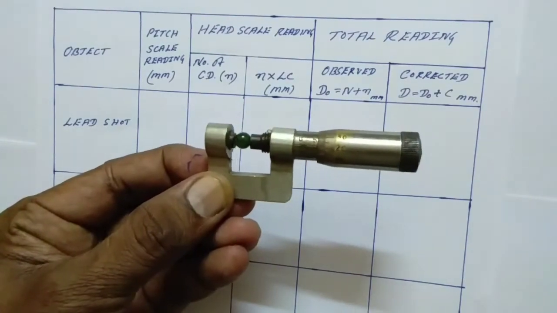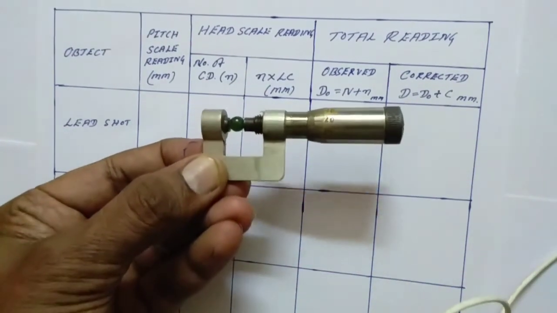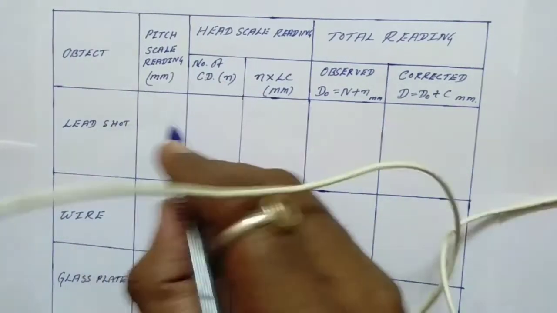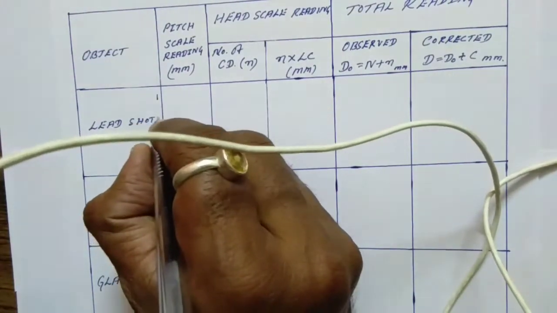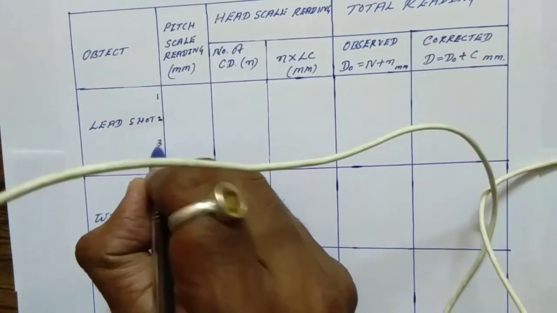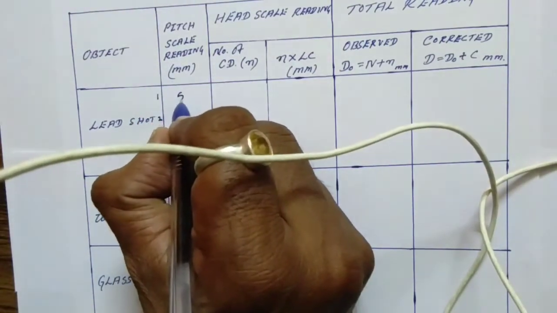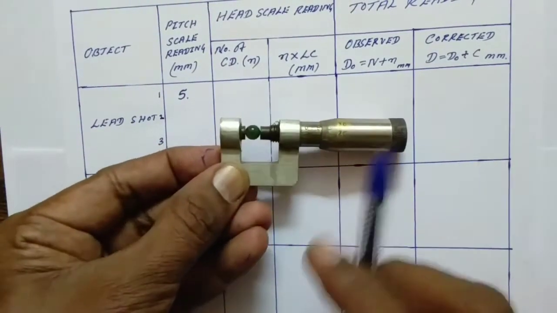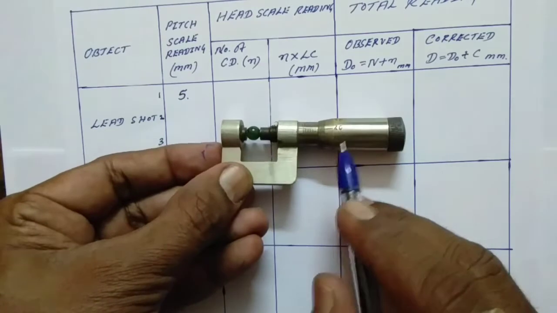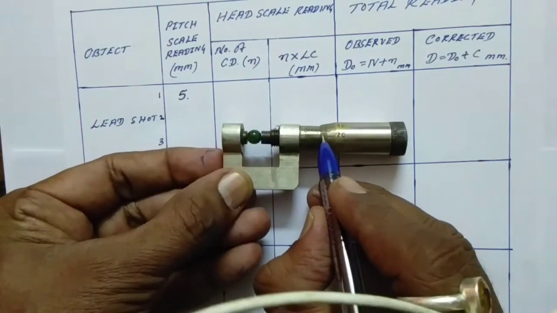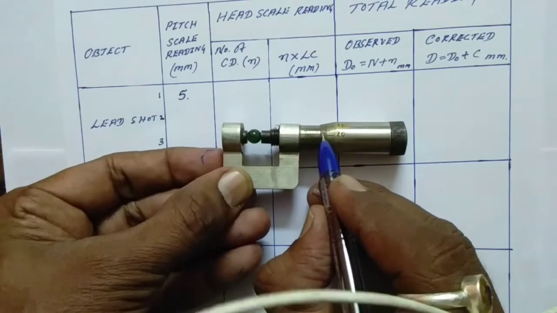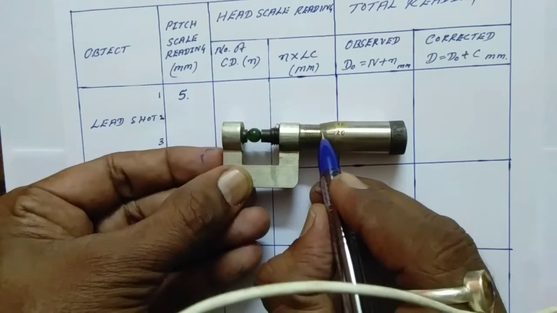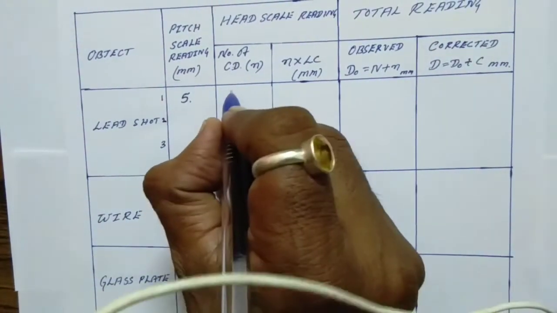Understood? Now you please take the reading of this. So you will get the main scale reading, the pitch scale reading, as 5. The first reading I am taking, second reading I am taking, and also the third reading. So the pitch scale reading is 5. Now the number of coincided divisions, where it is coincided, just observe 20, 21, 22. Here there are small lines, it is 22. So mention it as 22.